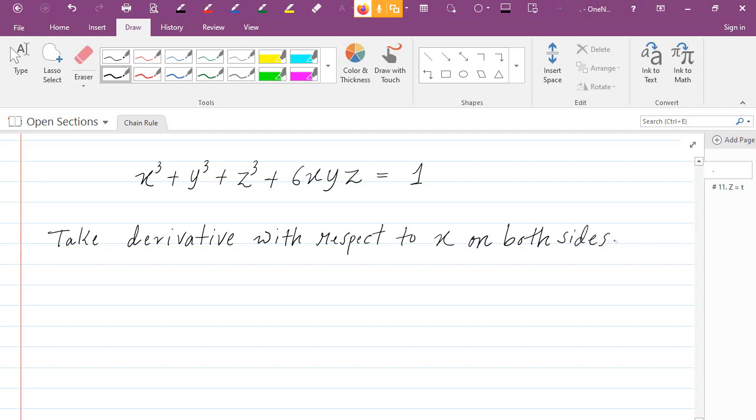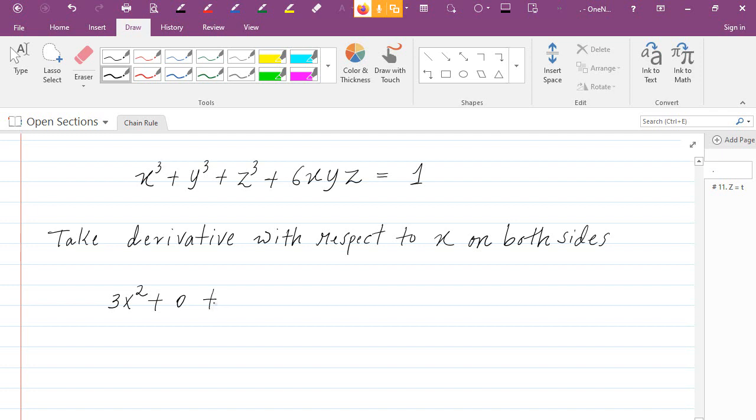Okay, so what's the derivative of x cubed with respect to x? Well, that's going to be 3x squared. So I get 3x squared here. What's the derivative of y cubed with respect to x? Well, remember, z is a function of x and y, and we are trying to find the partial derivative of z with respect to x. So when we do that, recall that we fix y. As a result, the derivative of y cubed with respect to x would be 0.